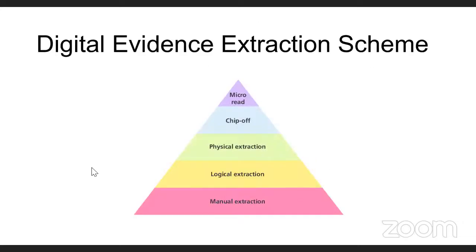How can we extract the digital evidence? We have different methods, different schemes. First one is manual extraction. It involves viewing the data content on the phone directly as viewed on its screen through the use of the device keypad. The information discovered is manually documented. At this level, it is impossible to recover deleted information.